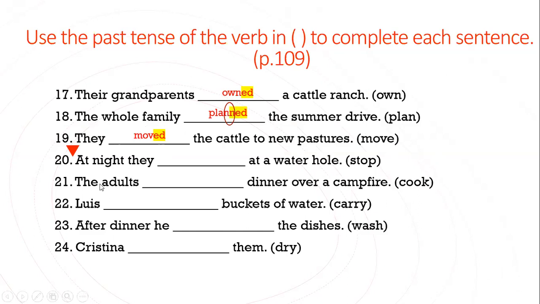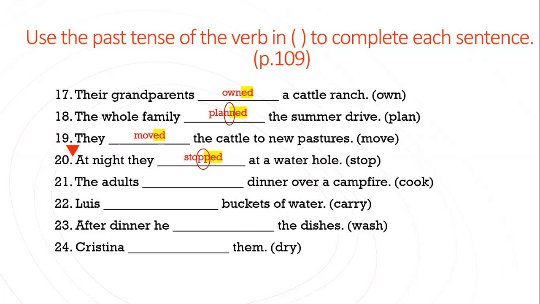So let's go to number 20. At night, they blank at a water hole, and the verb is stop. I like making that popping sound. So stop, stop. Stop is a one syllable word. It has a single vowel. There's only one vowel in it, and it ends with vowel consonant. That's so important. The ending, vowel consonant. So it does, and because it does, we are going to double the consonant and then add ed at the end. So at night, they stopped at a water hole.